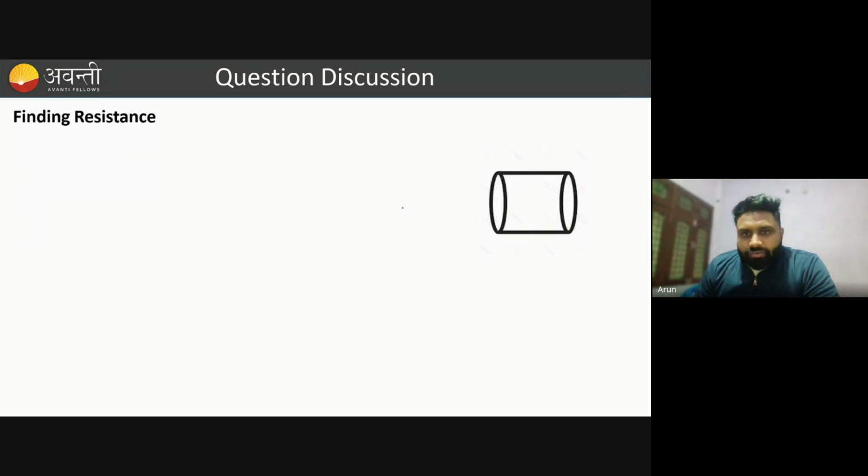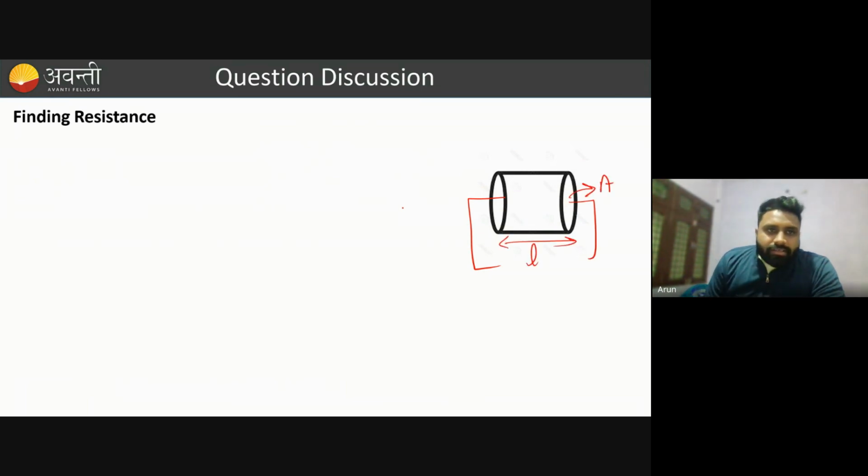Now, finding resistance. I have already found it for you. If the length of this conductor is L and the area of cross section is A, then we can say that resistance is nothing but rho L upon A.